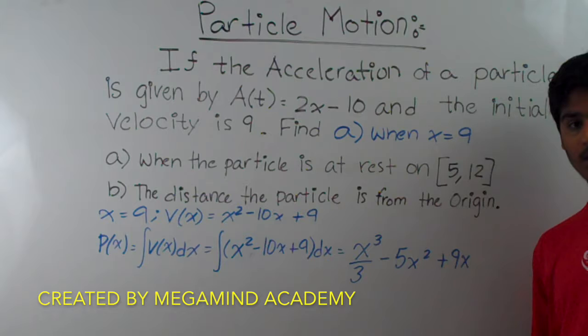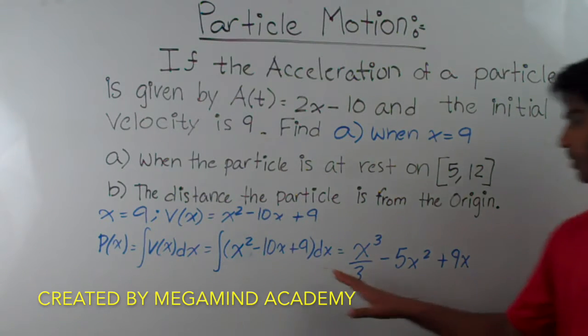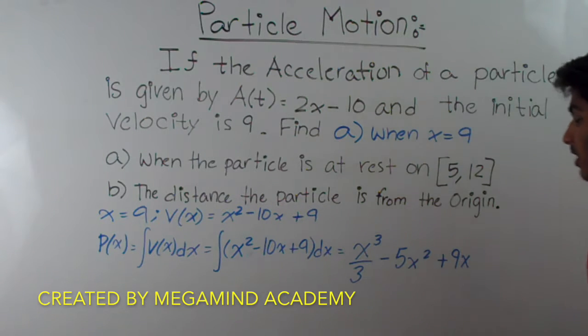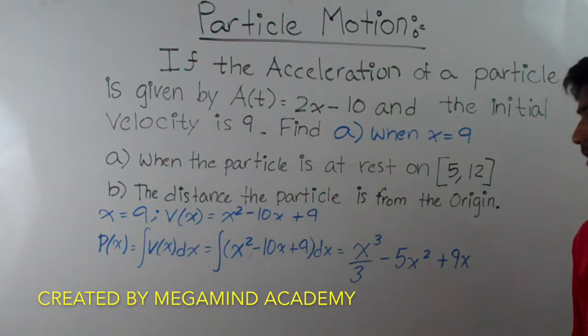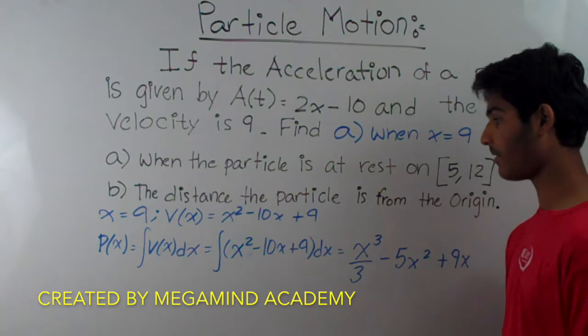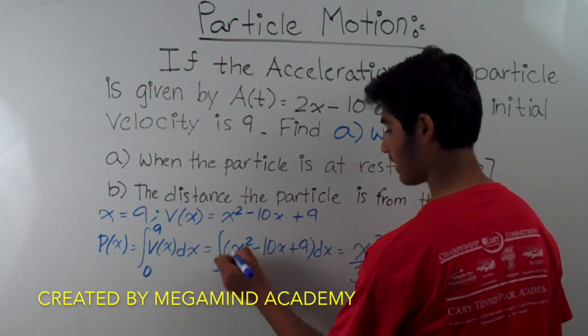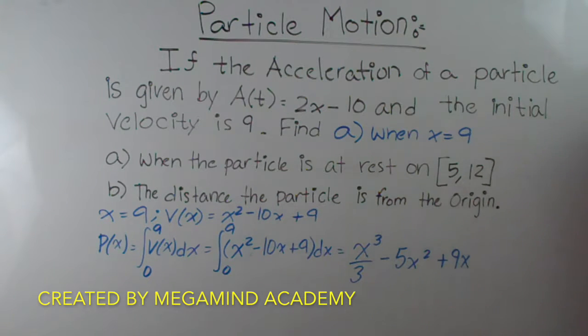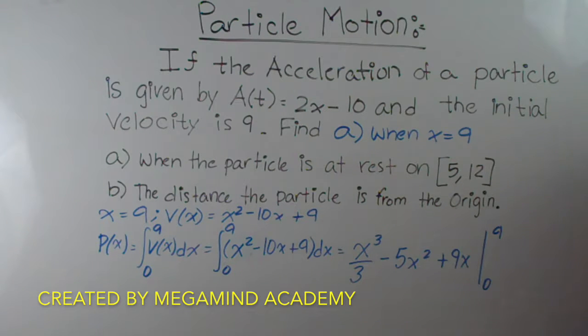So now how do we find out how far the particle has traveled from the origin? Well, to do that, we have to figure out what our bounds of integration were. So we have to go back to what we had over here. We know that the particle was at rest when x is equal to 9, and we know the origin is at x equals 0. So basically, to find the distance a particle traveled, we have to calculate the integral from 0 to 9. According to the fundamental theorem of calculus, if we evaluate this from 0 to 9, we get the distance that this particle traveled from 0 to 9, because this is all positive.